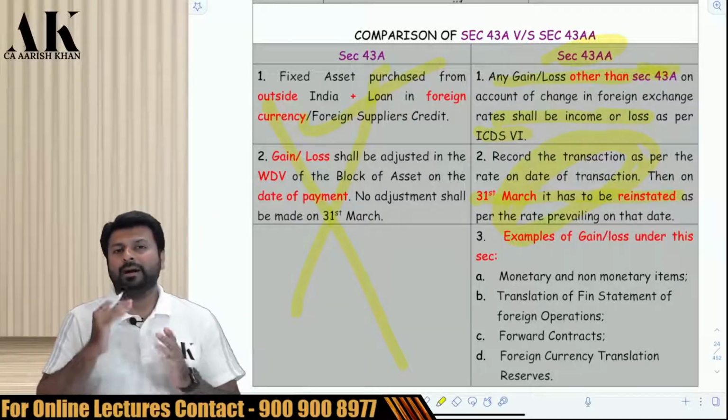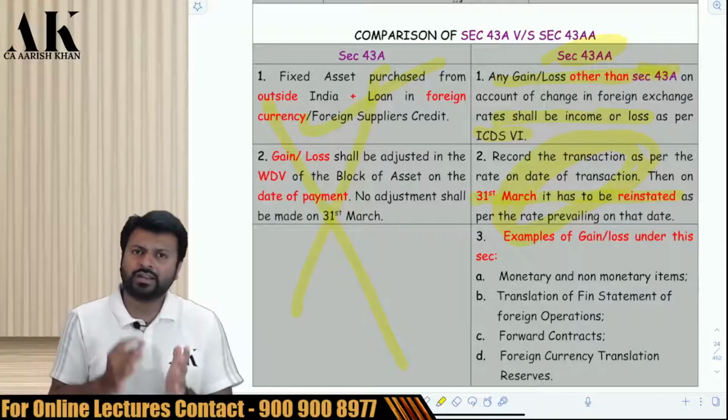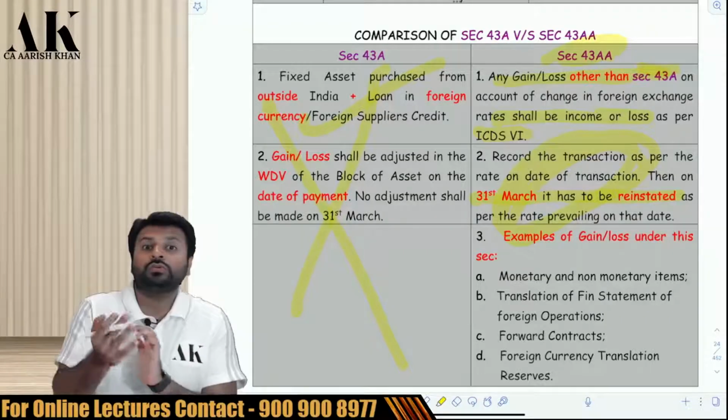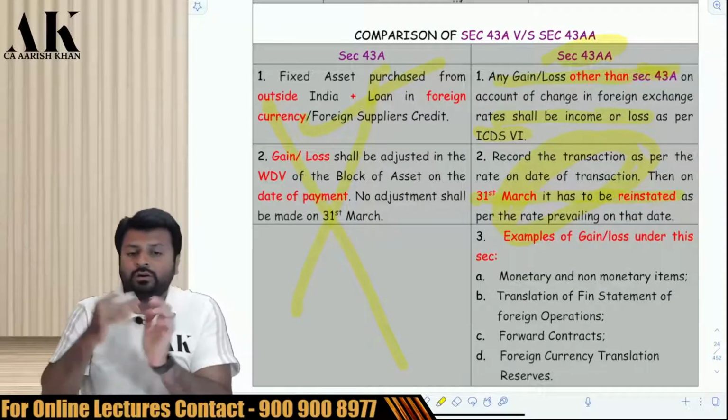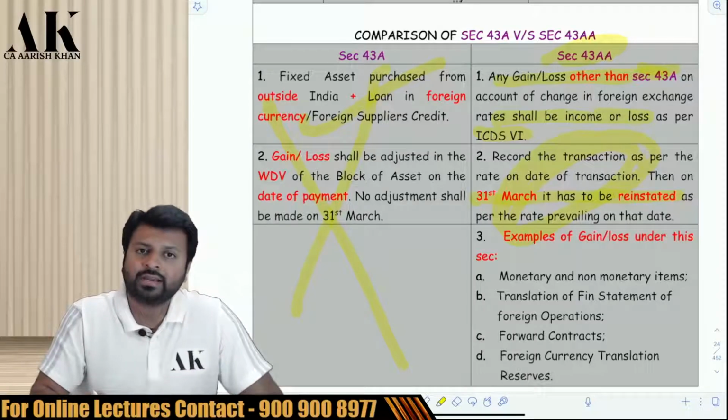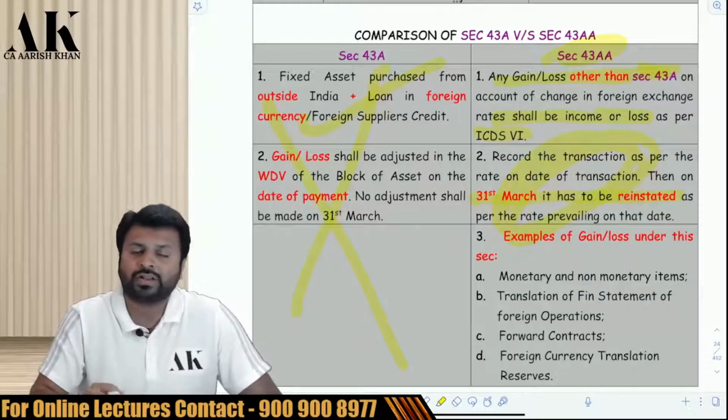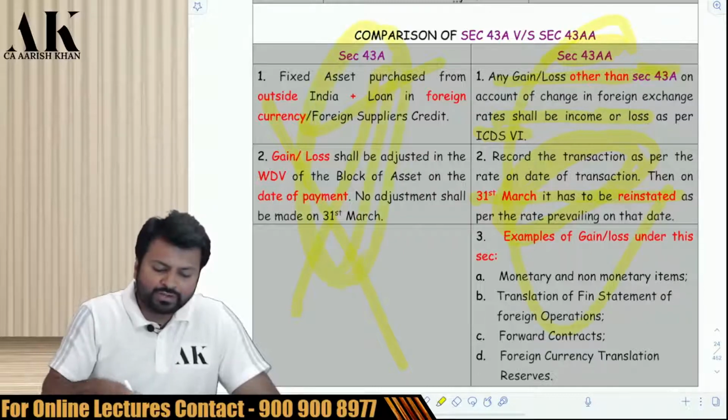Suppose if you buy some goods today, then you recognize it today. On 31st March, you have to revalue the gain or loss. And then on actual settlement, you have to again revalue the things and recognize loss or gain in your books of accounts and for tax purposes. So the balancing figure, whatever doesn't come over there, will come over here.